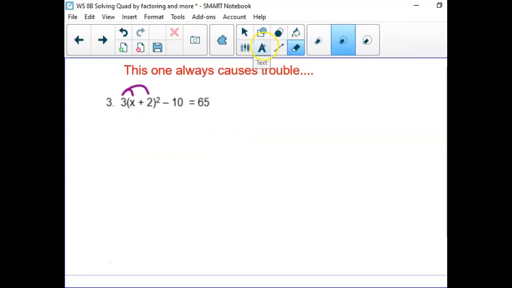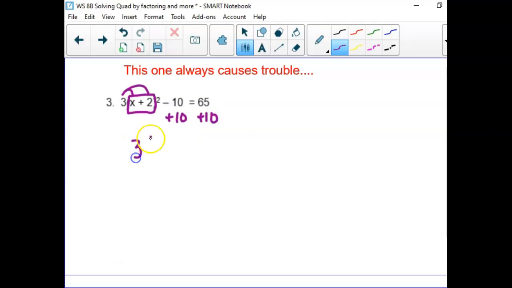If we just for 1 minute treat this parenthesis as a quantity, just ignore what's in there, okay? It says 3 squared minus 10 equals 65. What does your Algebra 1 brain tell you to do first? Add 10. Now I have 3 somethings equals 75. What does your Algebra 1 brain tell you to do when you have 3 somethings equals 75? Divide by 3.